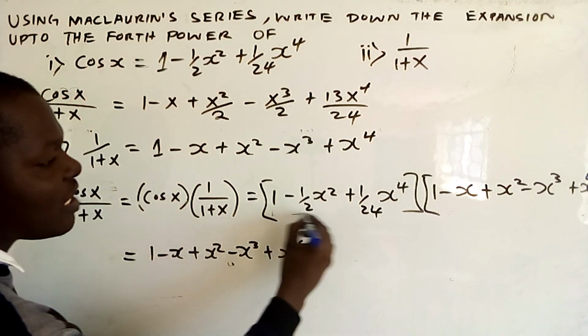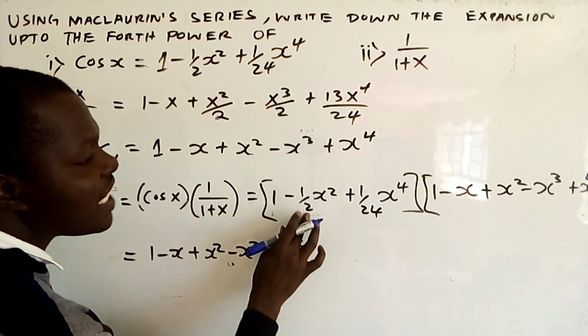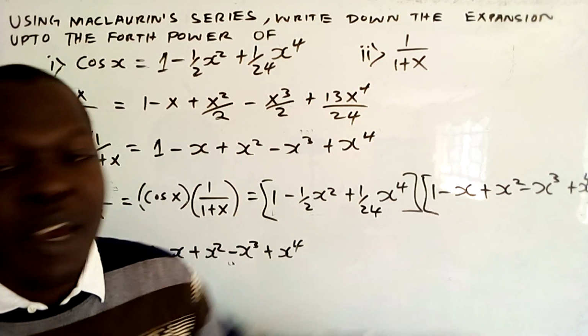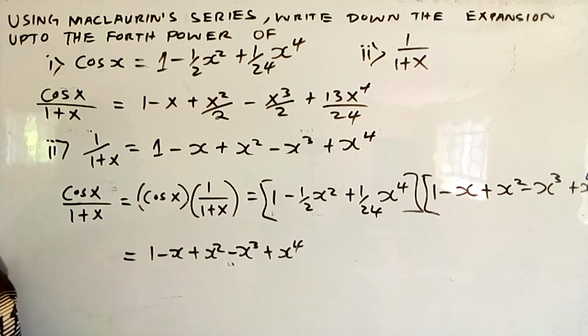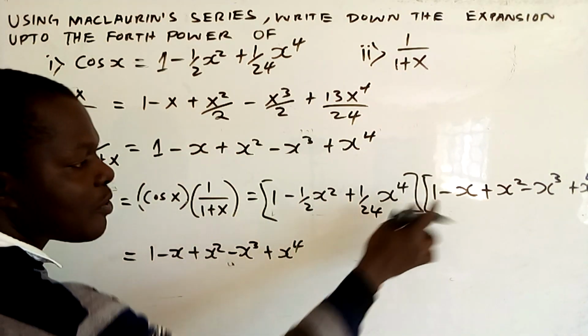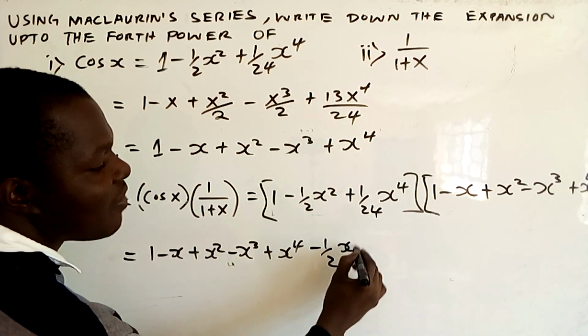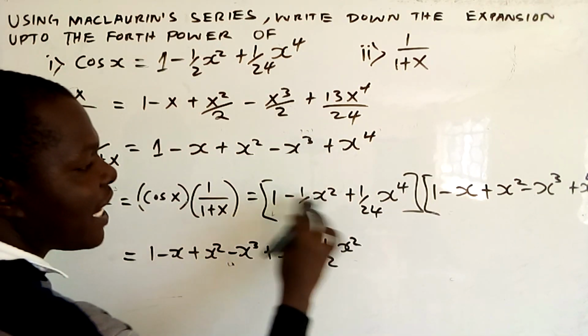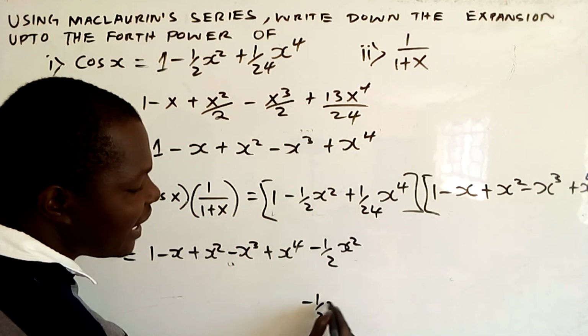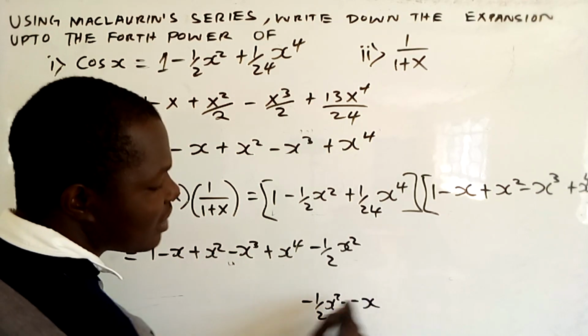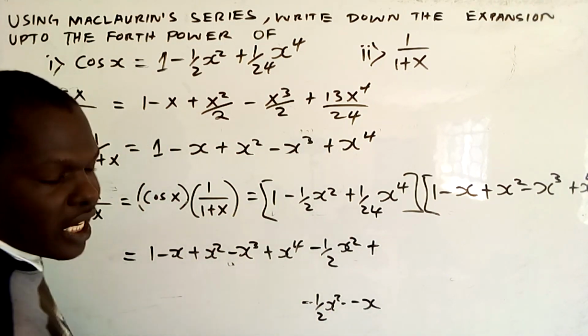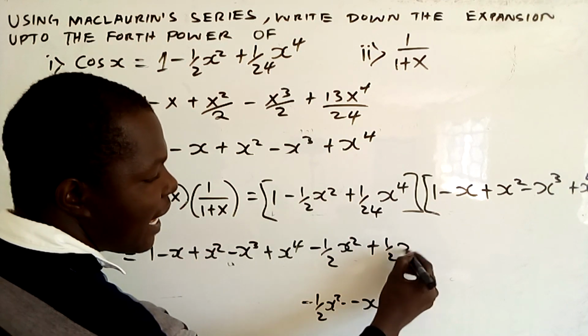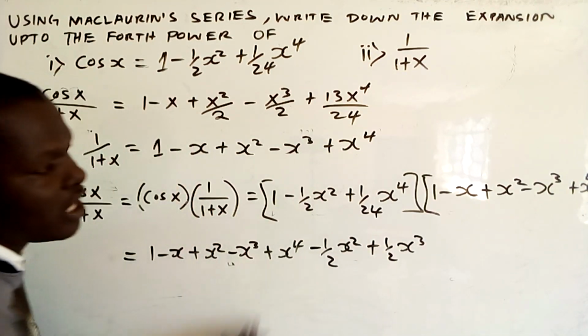The next one is negative half x squared. It must multiply everything on the other side. So negative half x squared times 1, you get negative half x squared. Negative half x squared times negative x: negative into negative is positive, isn't it? A half x cubed, isn't it?